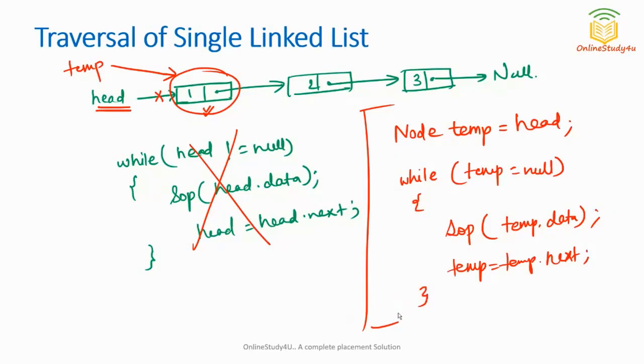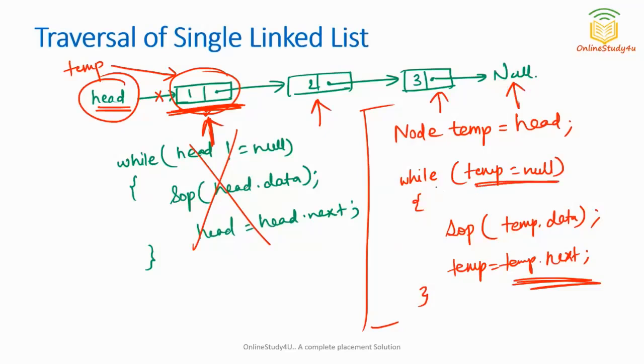Head not equal to null or head.next not equal to null. Okay, see, initially we are having head at this node. So it will start from this node only, and then when it goes to temp.next, it will reach this node, then it will go to temp.next, then it will reach this node, and at one point it will reach null also. So that's why we are comparing temp is equal to null, not temp.next is equal to null.